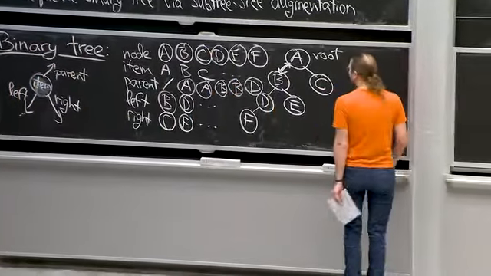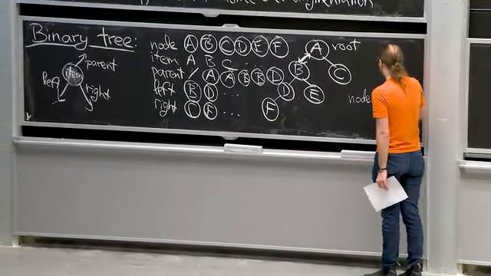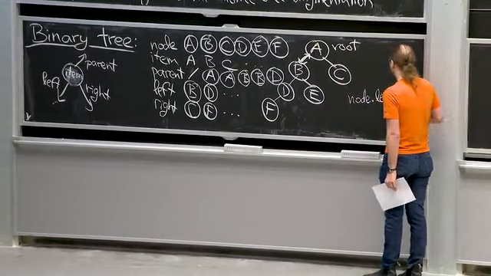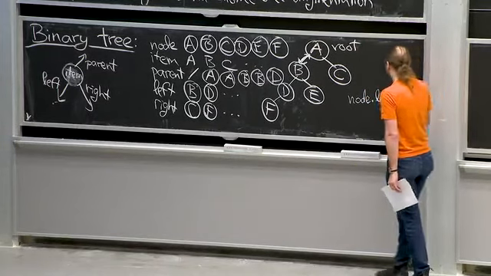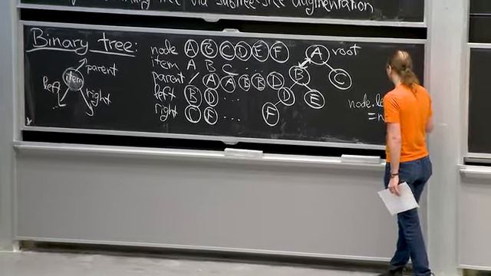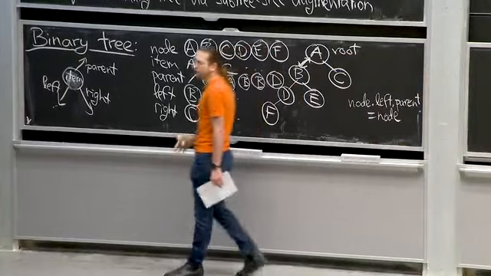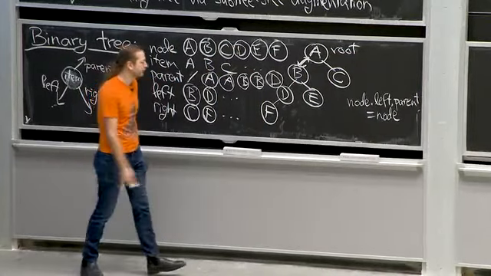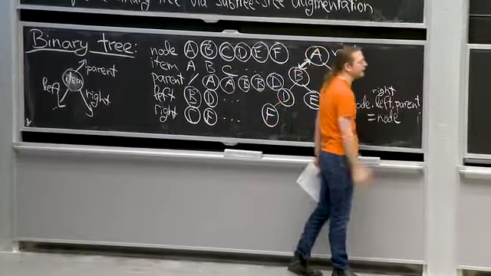A key invariant is that if you take a node and go to its left pointer, left child, and then go to that node's parent, this should be the same as the node. Right, so that's just saying parent is always the inverse of a left or right operation. This is also true for right. Okay, and that's a binary tree.